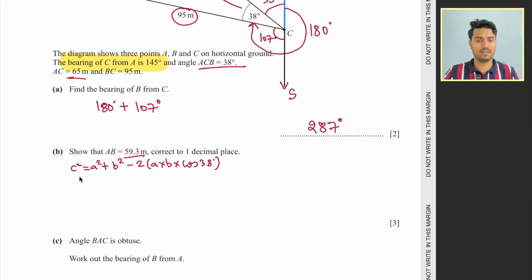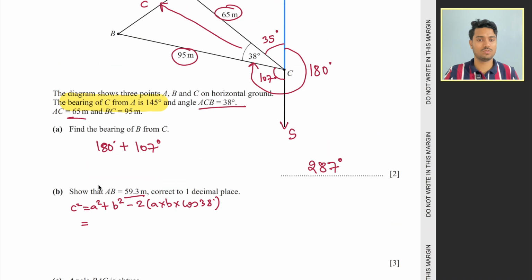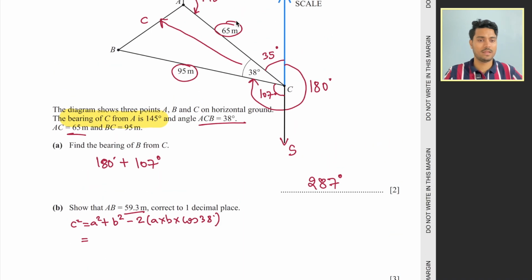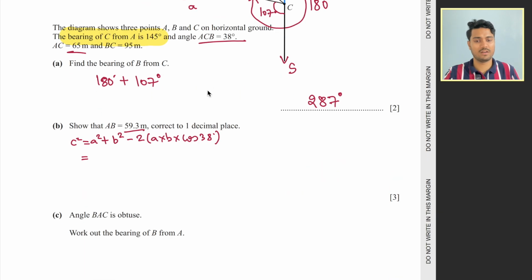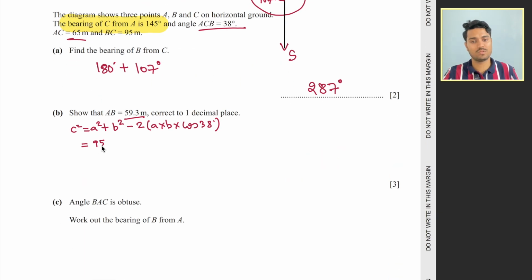And let's substitute the values. This is a, this is b. So 95 and 65. We can write 95 square plus 65 square minus 2 into 95 into 65 into cos 38 degrees. We do this in the calculator.